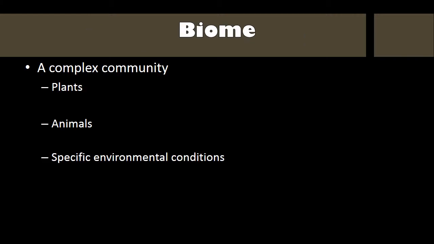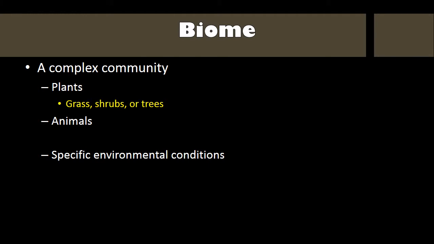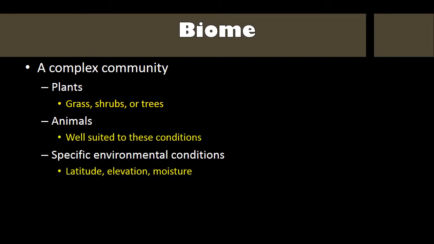Before we explain the idea of biome succession, we need to understand what biomes are. A biome is a complex community of distinctive plants and animals living under specific environmental conditions. Land biomes are defined by what sorts of grass, shrubs, or trees are found there, as well as their latitude, elevation, and moisture. In each of these places, specific animals well suited to those conditions complete the community.